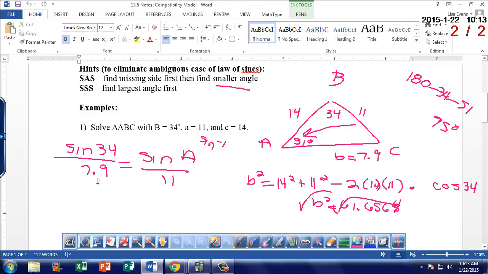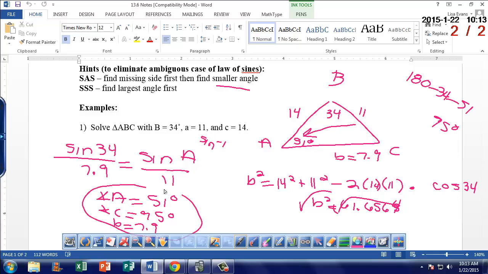So please write your answer like we have been doing with all the parts that are missing. We are missing angle A, which is 51 degrees. We are missing angle C, which is 95 degrees, and we were missing little b, which we found to be 7.9.